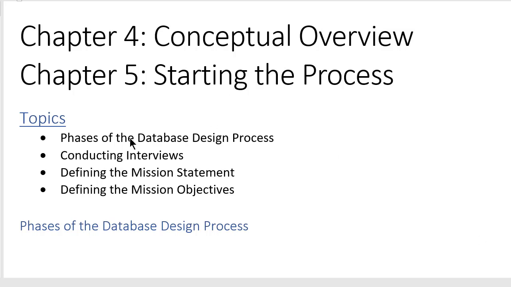So today we're going to be talking about the different phases of database design. What do you do in order to get the information that you need in order to design your database? So that's where conducting interviews comes from. And then, to make sure that you're actually solving the problem that the person contracting to write this database has, and that it is done correctly, you want to come up with a mission statement, and then with that you want to do your mission objectives. So that's what we're going to be talking about from these two chapters.